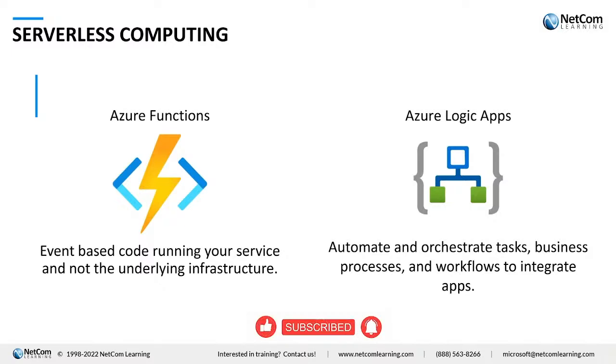It gives you some other functionality, including the Azure Functions, so code that's running as a service and not the underlying platform or the infrastructure. So you basically are executing stuff based on an event that occurs. And also Logic Apps, which is a way for you to automate and orchestrate tasks, business processes, and workflows. And then lastly is the Event Grid, which is a fully managed event routing service that uses a publish-subscribe model for uniform event consumption, so that everything is processed equally across the board.